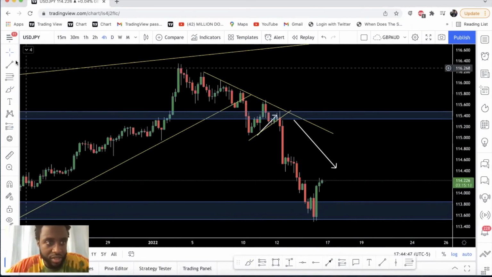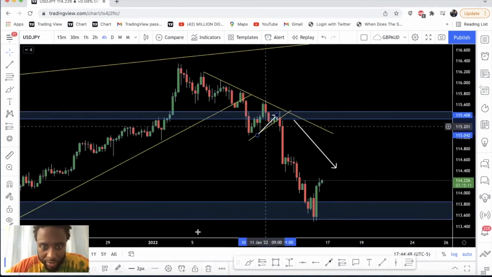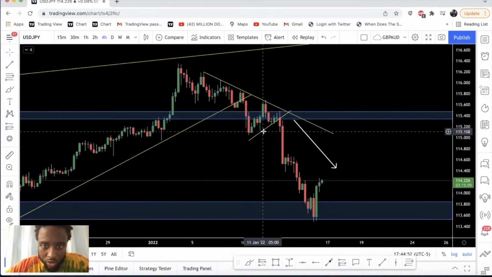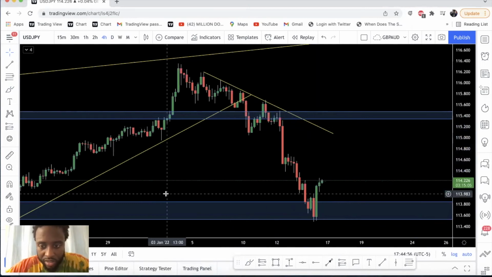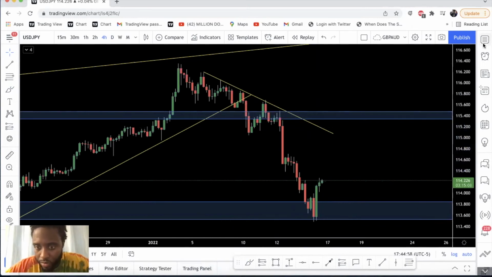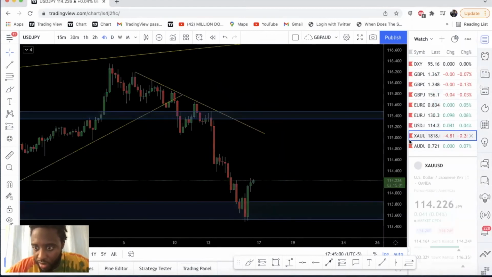It's just as simple as that. You just react to what price gives you. You make sure your structure levels are drawn in, and you react to what price action is showing. It's just as simple as that. So that's UJ buys this week.